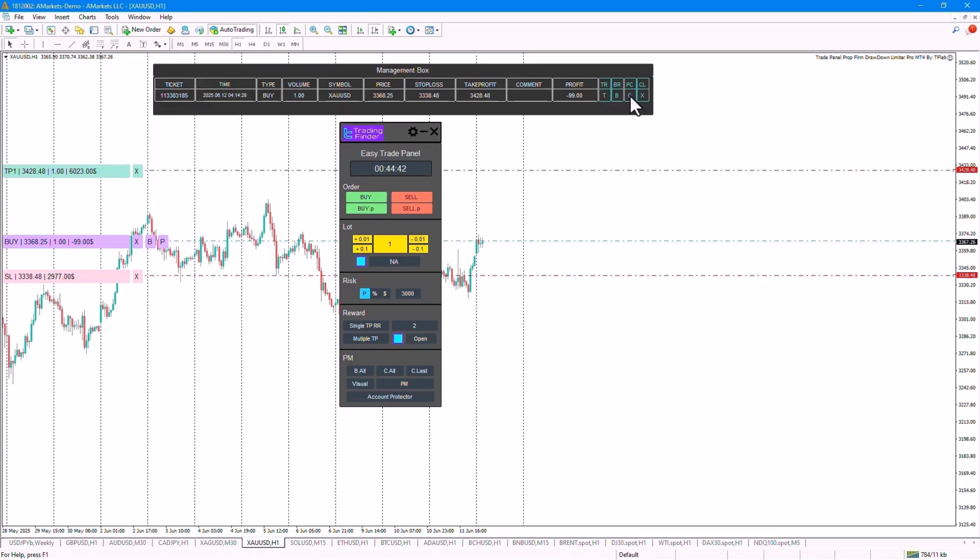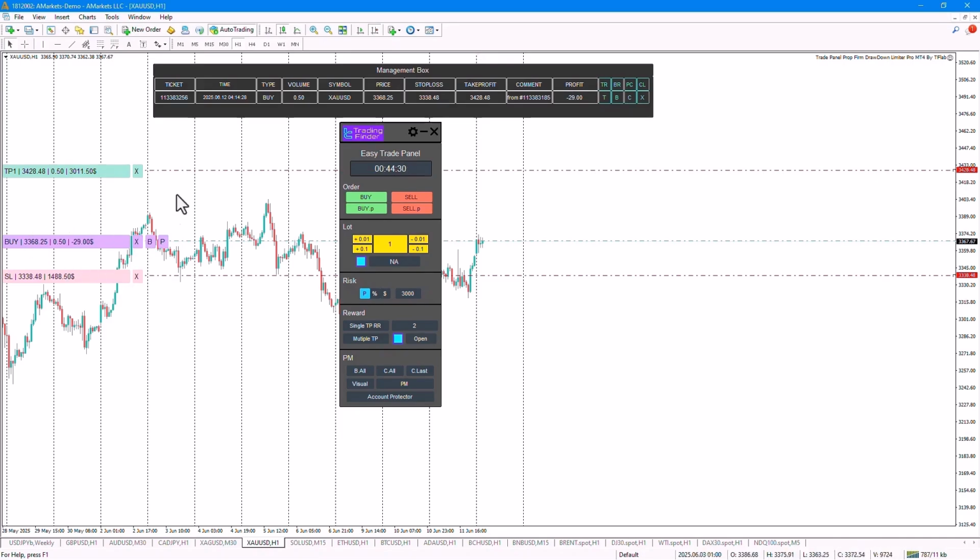By clicking on the partial close option, we can close 50% of our trade volume. In this trade, I entered with a volume of one lot, and by clicking on this section, it closes 50% of my trade volume, reducing it to half a lot. If I click on this option again, it will close another 50%.